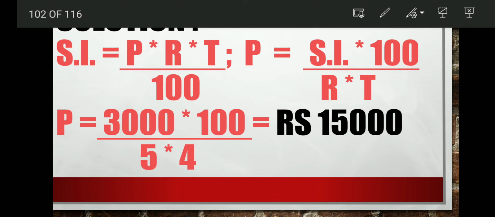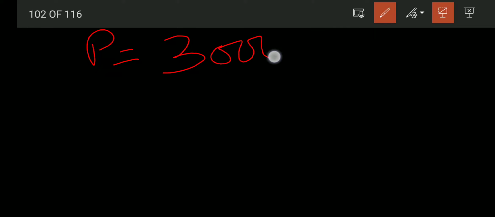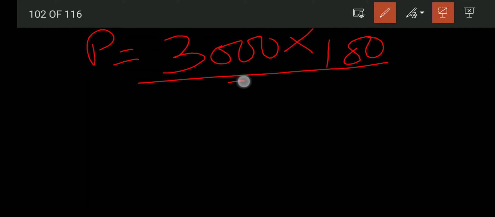Now let me show you the working. P equals to, I will not write the formula. Now you know that SI, that is 3000 into 100 divided by R, that is 5, and T, that is 4.